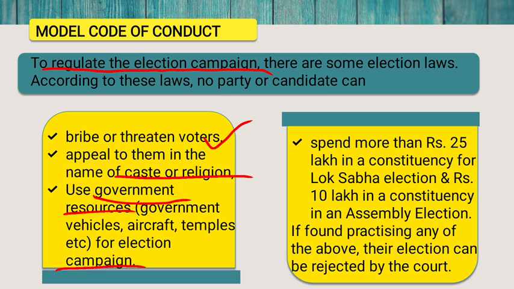No one can spend more than 25 lakh rupees in the Lok Sabha election for a single constituency, and the amount is reduced to 10 lakh in a state assembly election. If anyone is found practicing any of the above, their election can be rejected by the court of law even if they win the elections.